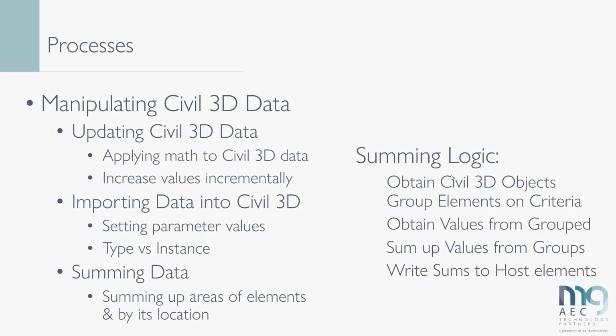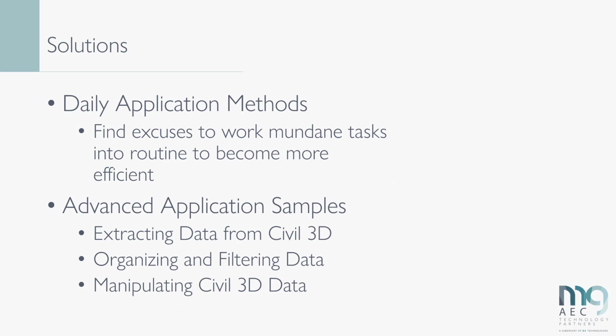Setting parameter values, making something a type or an instance, and summing this data by areas of elements, by its location. Some of this logic here in the summing logic, we obtain Civil 3D objects like we did with those pipe networks and then set the styles. Obtain the surface style and apply another one, same thing with those points. So we can be grouping elements on criteria, obtaining values from those grouped elements, and we can sum up those values, or we can write sums to host elements. So we can really do a lot of that data manipulation right there in Dynamo, quite automated.